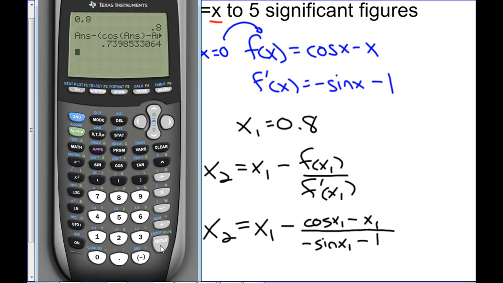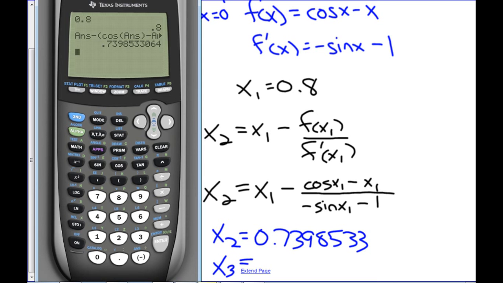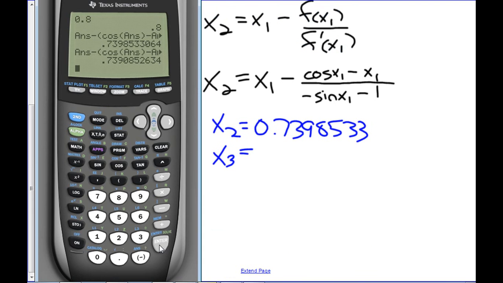Okay. Oh, looks like we had a good guess. So x2 is 0.73985 33. Now to get x3, if you have a decent calculator, you can probably just press enter again, or equals again. Okay, and see how the number changed? So it iterated the process. It looked at what the next one's going to be, x3. So it did the same thing that happened when we painstakingly put them in before.